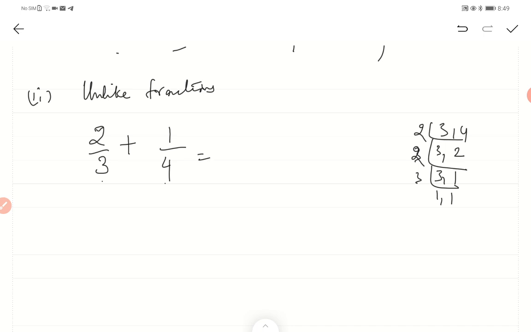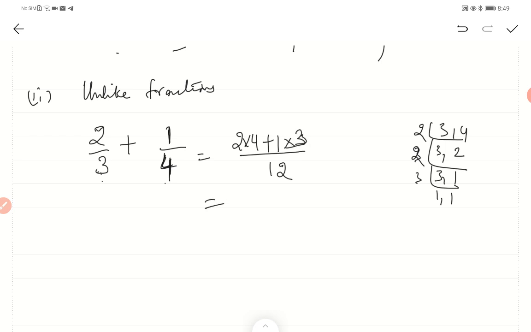Okay, so I will take the LCM as 12. Here it is 3, so 3 will go how many times? 3 fours are 12, so you will multiply by 4 here. And for this fraction we have 4 here. 4 threes are 12, right? So you will multiply by 3.